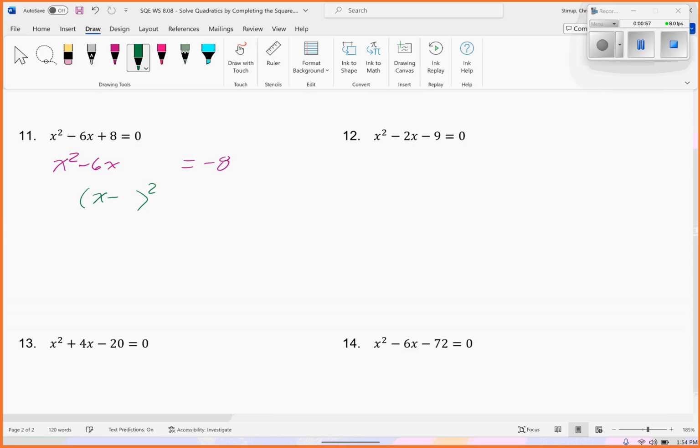All right. So as you come down, make your set of parentheses, x. The sign comes down. What's half of 6? 3. What is 3 squared? 9. So you add 9 on the right side and the left side. Do the little bit of arithmetic. Nice thing is this one will work out nicely. Don't forget the plus minus. So the square root of 1 this day is going to be 1.